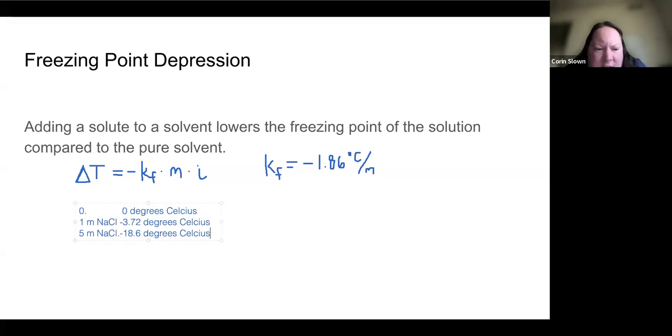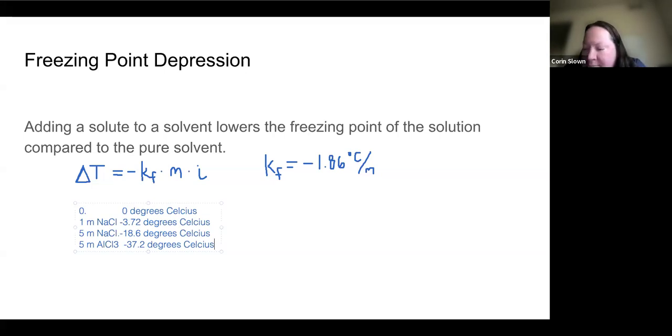Now, what if it was a salt other than sodium chloride? So let's say we had 5 molal aluminum chloride. So in this case, because of the fact that there are four ions, then it would be negative 37.2 degrees Celsius. So simply by changing your salt, you can change the freezing point depression. So similar concept to what we did with boiling point elevation. It's just in this case, you're depressing, or it has to get much colder before the ice freezes.